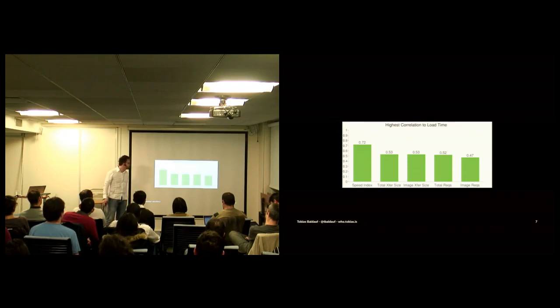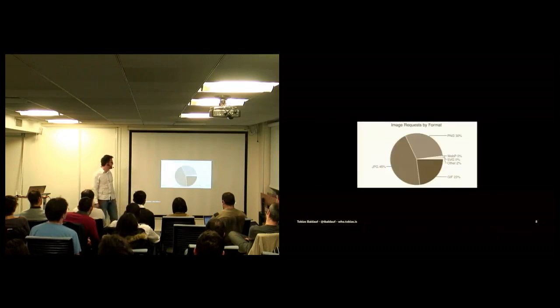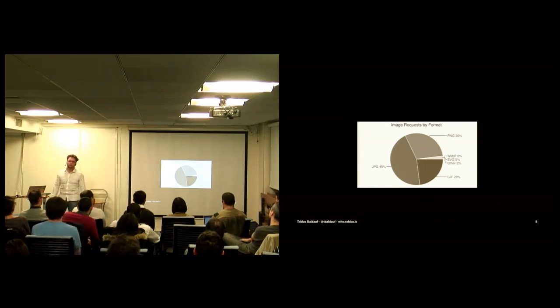So this is what Steve graphed here for us. And in terms of file types, we also should ask ourselves, is there a file type that's more predominant than the others, so we should optimize that first? And yes, there is. JPEGs.